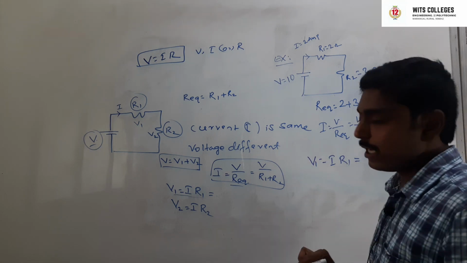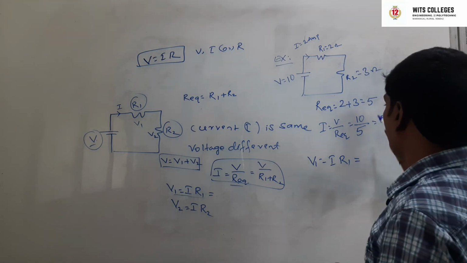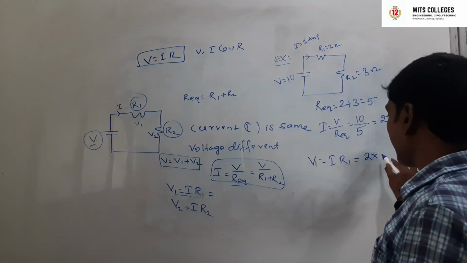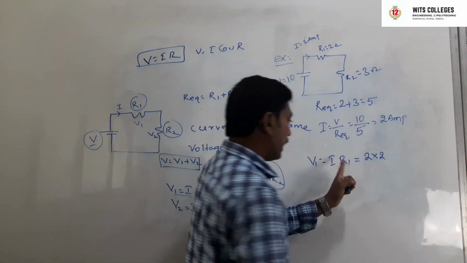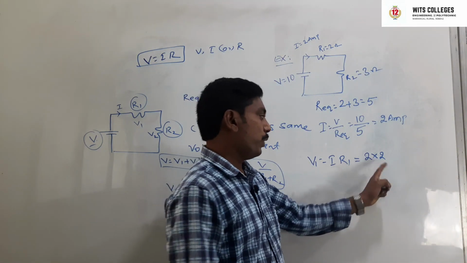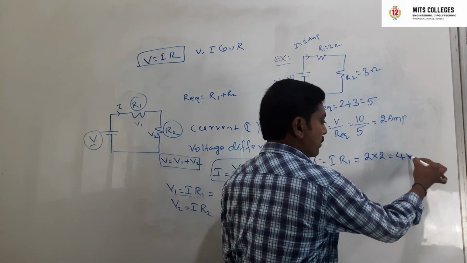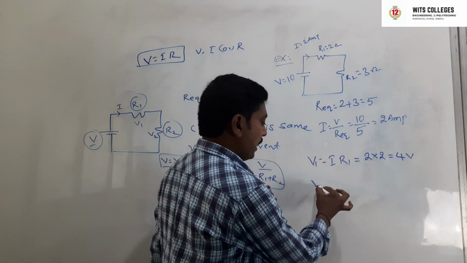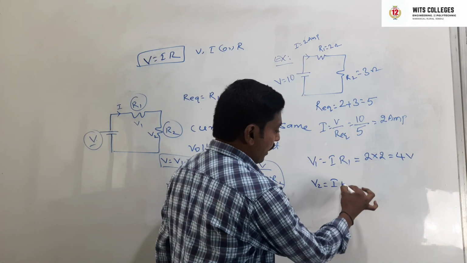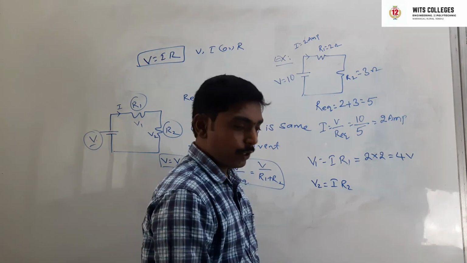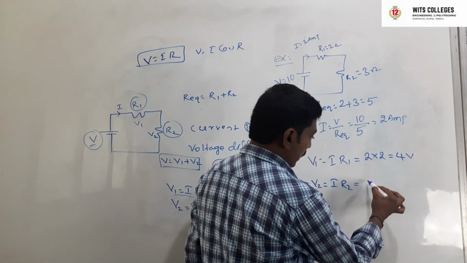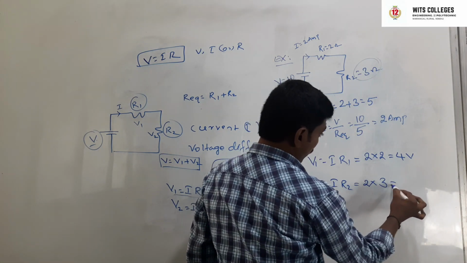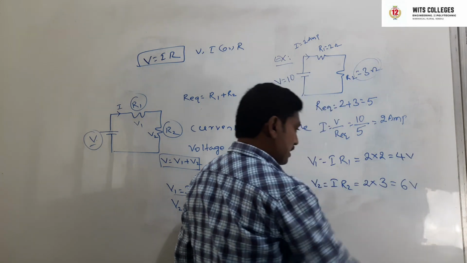Here I is equal to 2 amperes. The branch resistance is 2. Okay? So I into R1, 2 into 2 is equal to 4 volts. Okay? The voltage in this branch is 4. And similarly, V2 is equal to I into R2. Here I is 2, R2 is 3, that is equal to 6 volts.